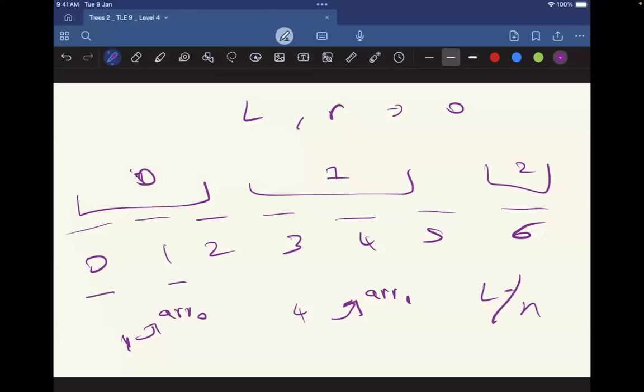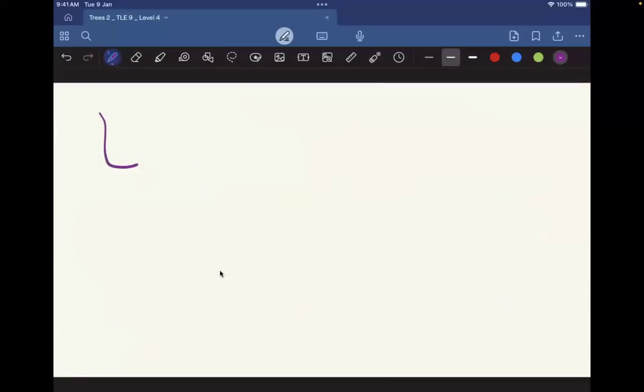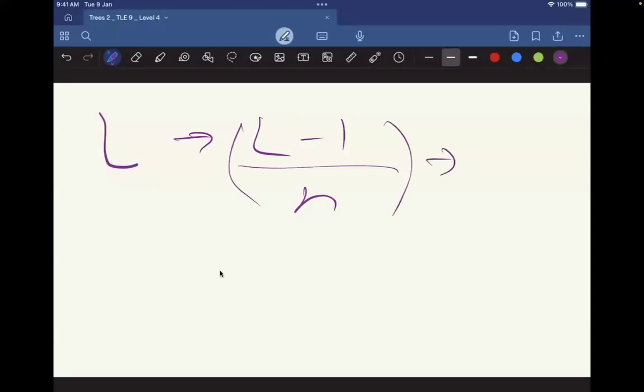For 0, 1, 2, 0 divided by N is 0: 0 divided by 3 is 0, 1 divided by 3 is 0, 2 divided by 3 is 0. But now, if you look at 3, 4, 5, 3 divided by 3 is 1, 4 divided by 3 is 1, 5 divided by 3 is 1. So basically, once you convert L to zero-based indexing, L minus 1, if you take L minus 1 divided by N, it will give you which array it belongs to.